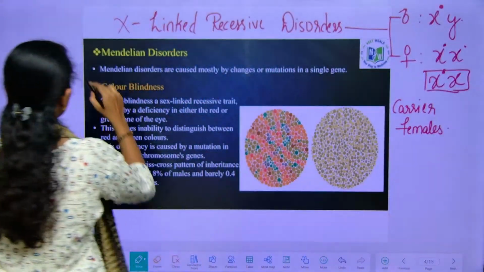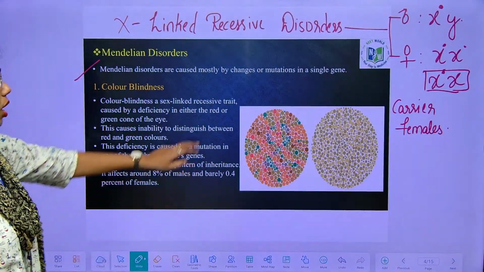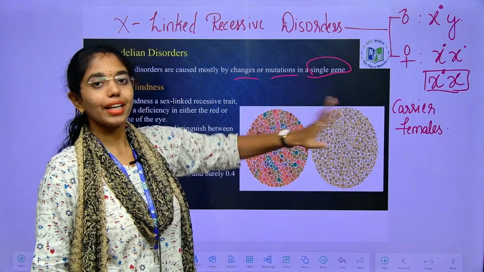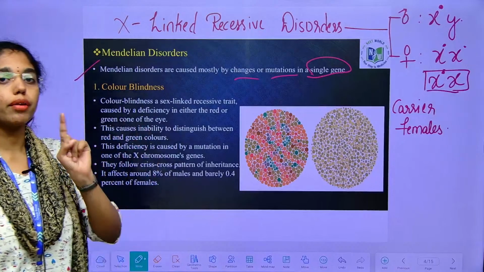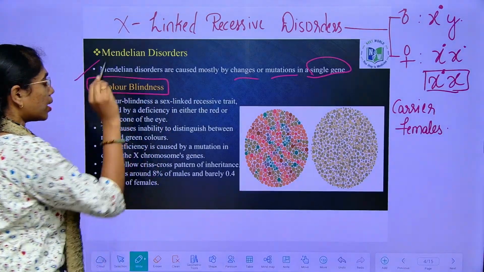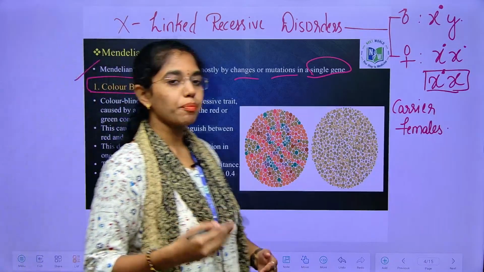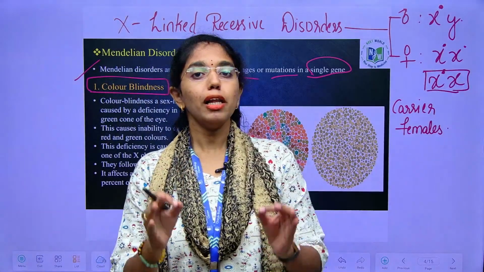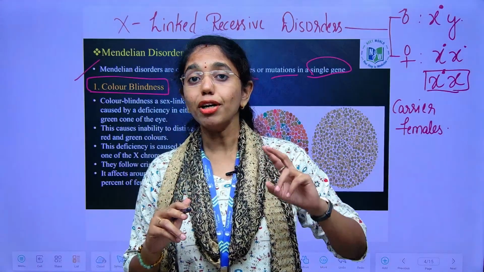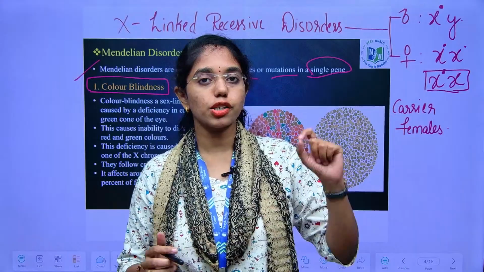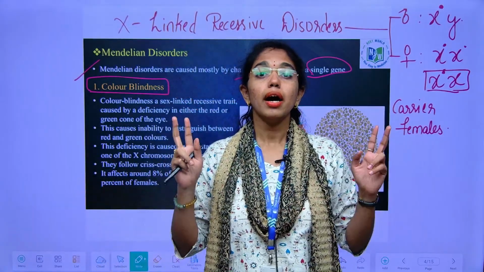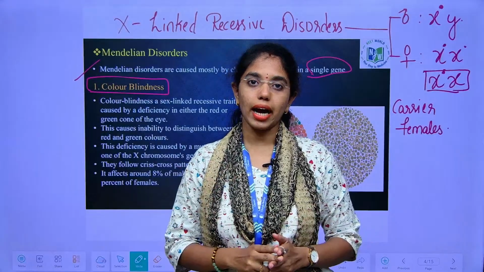Mendelian disorders are caused by changes or mutations in a single gene, and they will be inherited to the next generation following the Mendelian pattern of inheritance. First type of disease, color blindness. People who are affected by color blindness are unable to recognize two colors, red and green. They will not be able to recognize the difference between red and green colors.